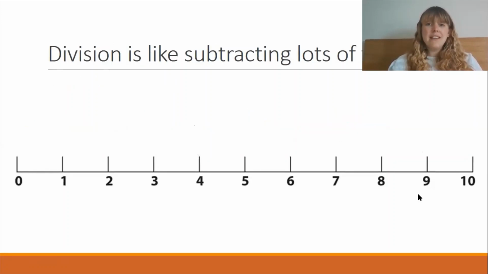Now division is simply like subtracting lots of numbers. So imagine that you start with the whole number 10, you skip count back down to 8, 6, 4, 2, 0. This is simply like taking 2 away each time and sharing it with a different group of people.